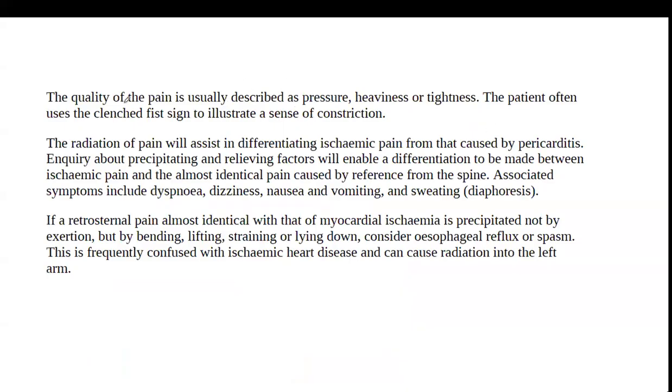So we know that in myocardial ischemia, the quality or characteristic of the pain will be pressure, heaviness, tightness. Along with that, this patient also will have shortness of breath, dizziness, nausea, vomiting, excessive sweating. This is a very important clue. These are all from John Murtagh.